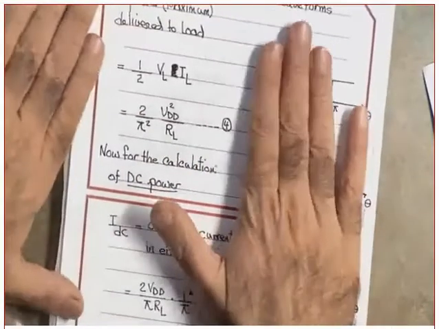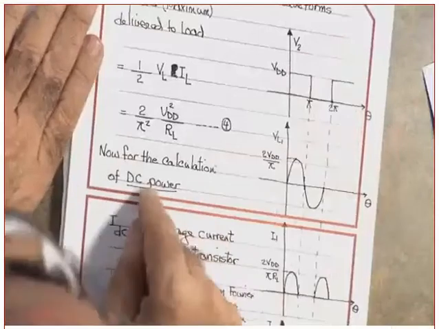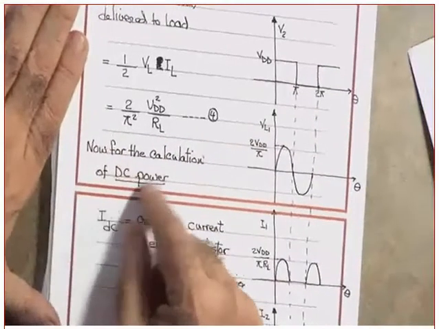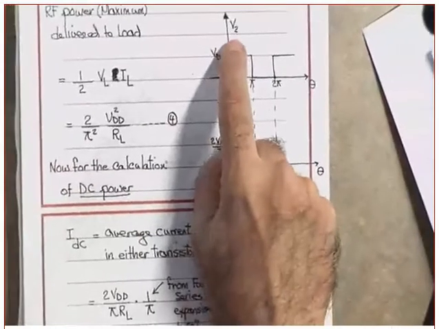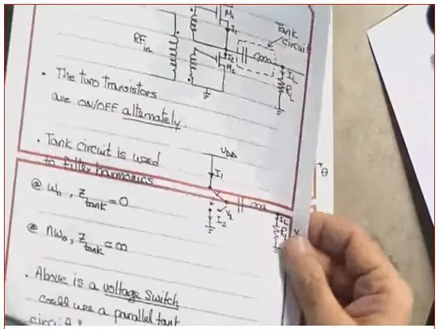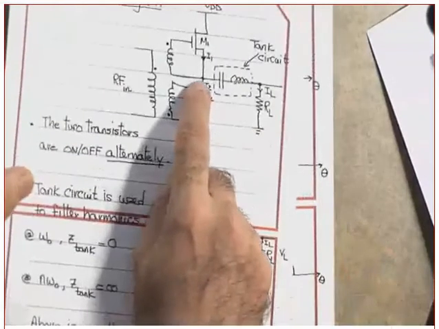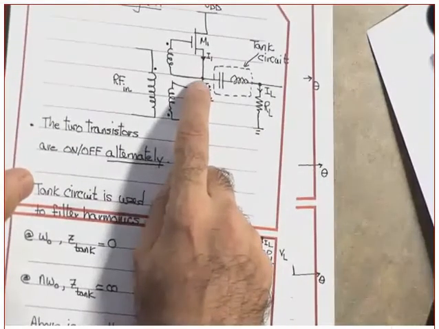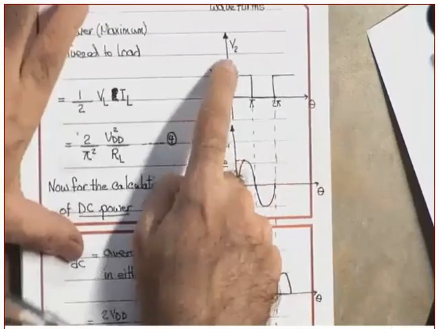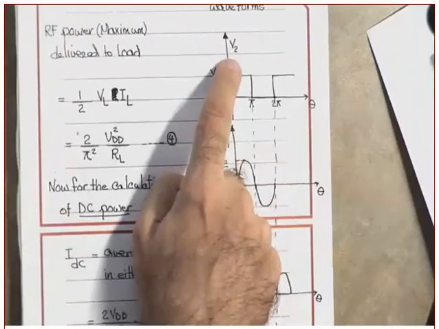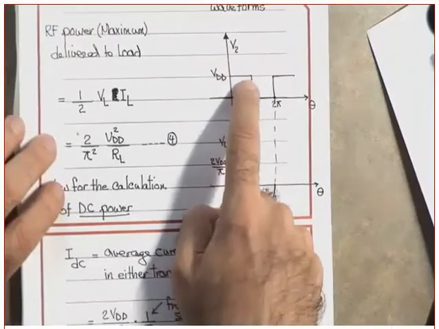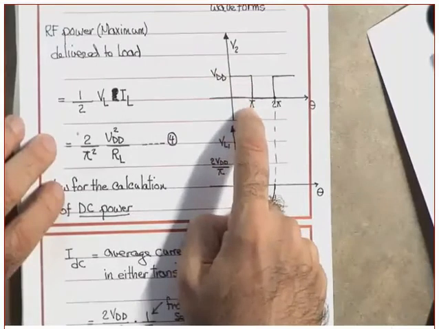Now, I will show you the waveform in just a second. Actually, this is a good time before we get to the DC power. I want you to tell me the voltage. Look at the voltage. I am looking at the voltage across what? V2. Yes? What is the voltage across V2? V2 means what? The second transistor. It's either on or what?